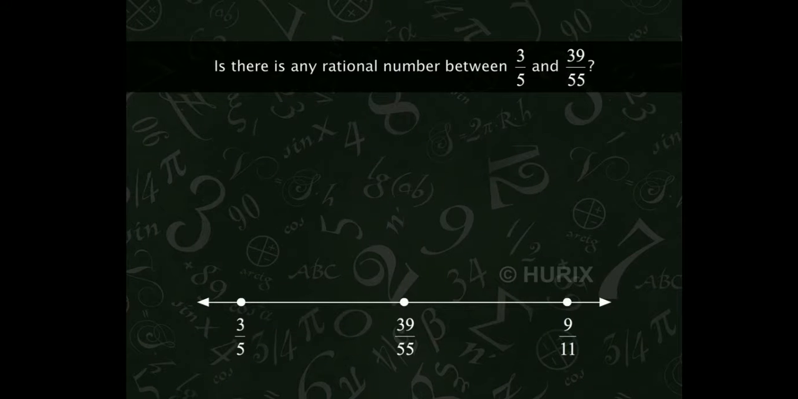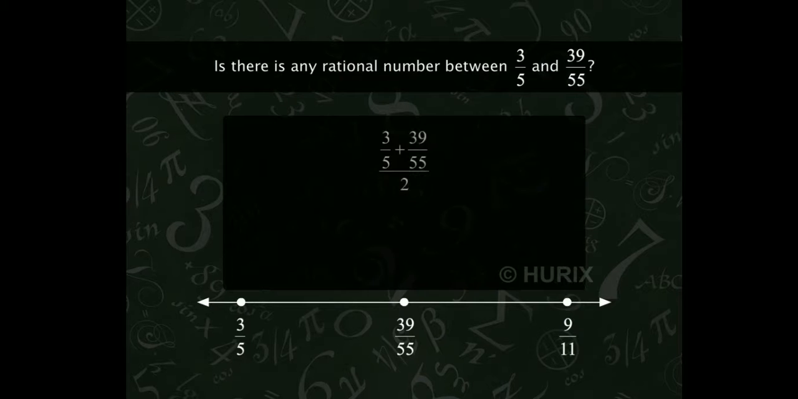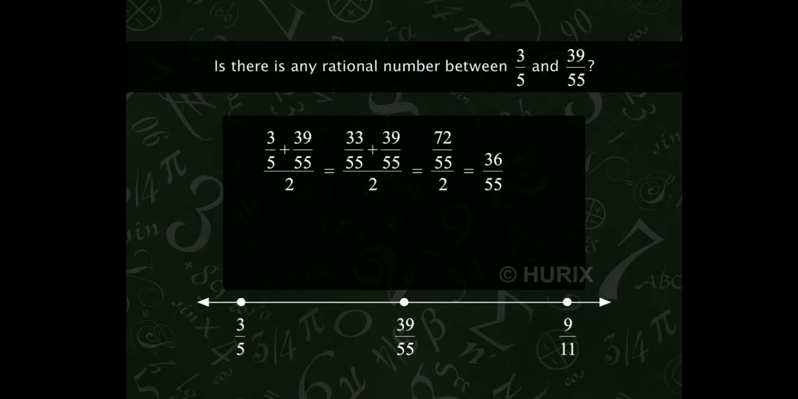Is there any other rational number between 3 by 5 and 39 by 55? To find a rational number between two given rational numbers, we find half of their sum. On simplifying, we get, thus 36 by 55 is a rational number between the two given rational numbers.